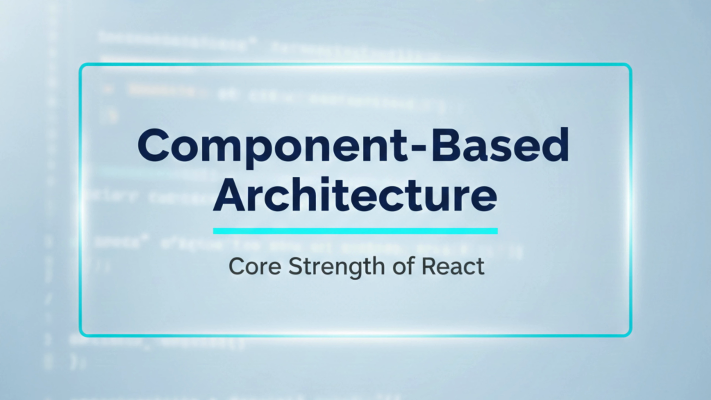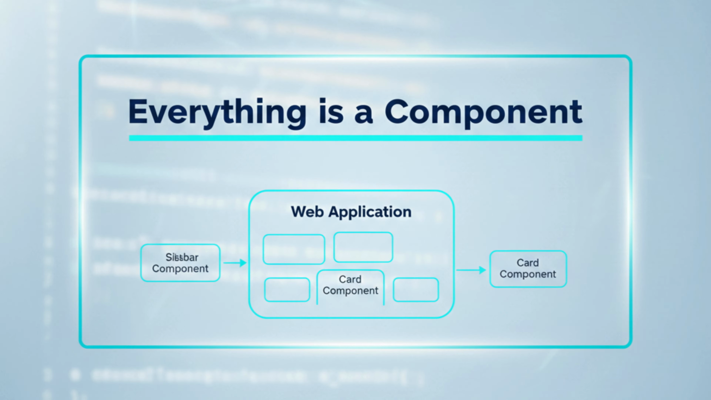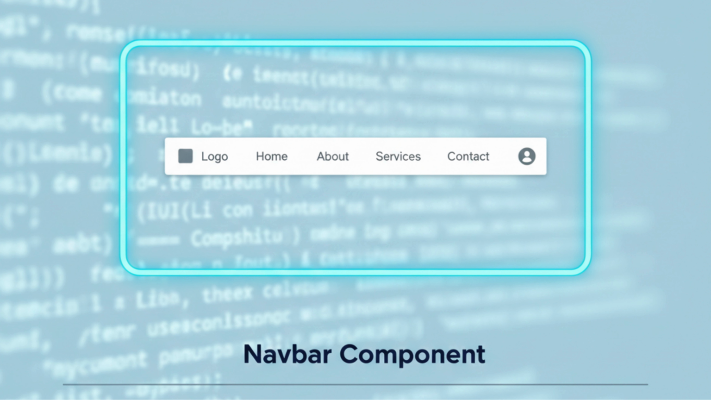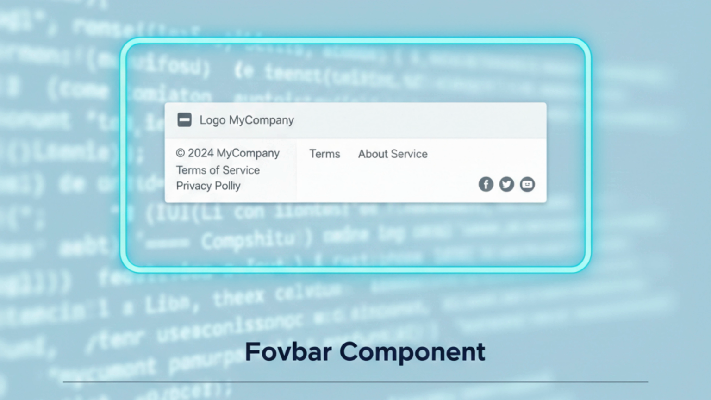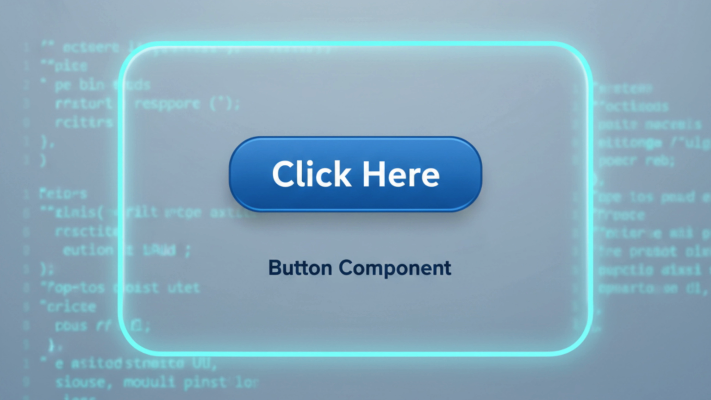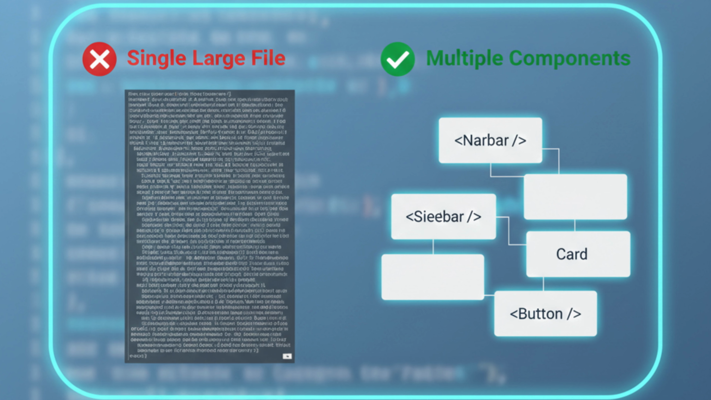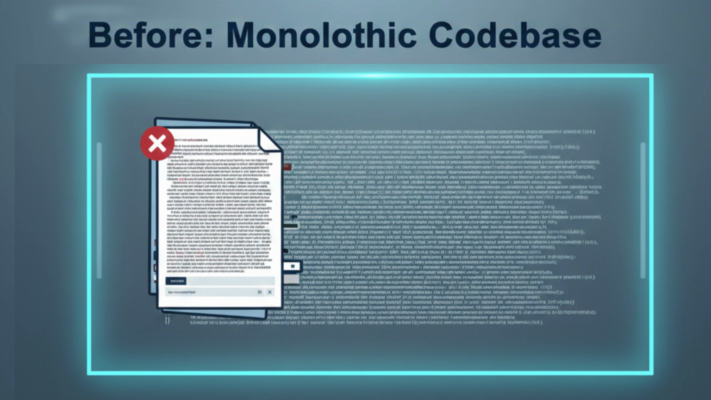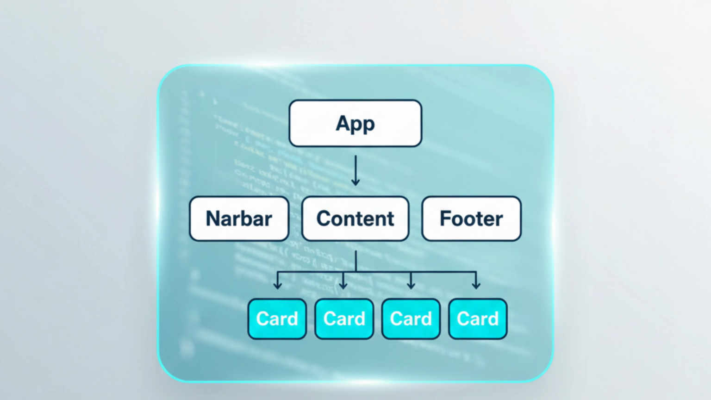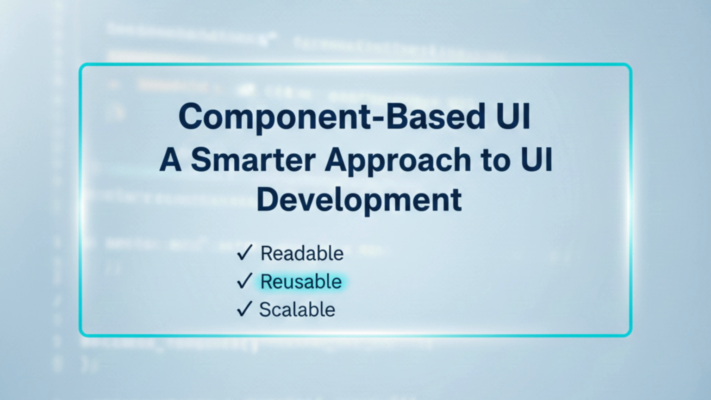One of the strongest features of React is component-based architecture. In React, everything is a component. A navbar is a component. A footer is a component. A button is a component. Each component is independent and reusable. This makes code easier to manage and maintain. Instead of writing one big file, we divide our UI into smaller logical pieces. This improves readability and scalability.